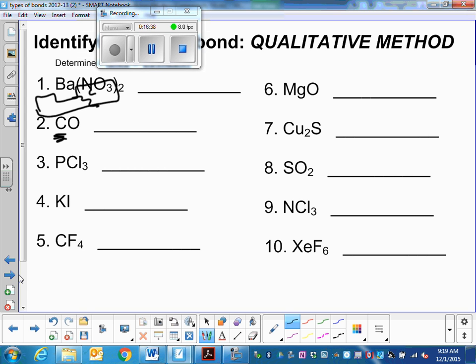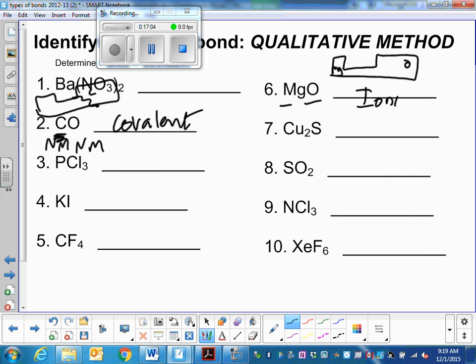Carbon is to the right of the staircase. It's a non-metal. Therefore, the given bond is covalent. Do we understand it? Are we thinking? It's non-polar. All right. What about magnesium oxide? Magnesium is right here. Oxygen is right there. It's ionic. It's between a metal and a non-metal. Copper sulfide is ionic. Sulfur dioxide is covalent. Are we good? You will get asked such questions.